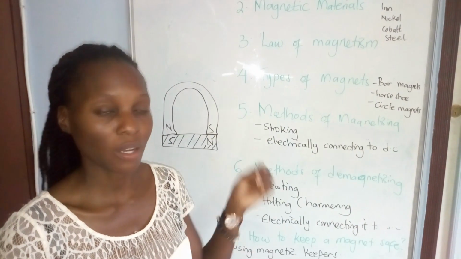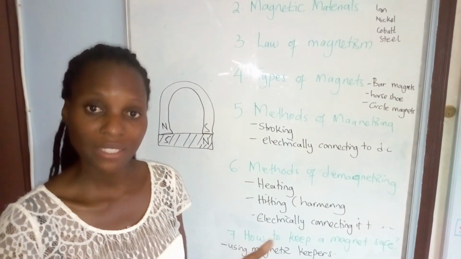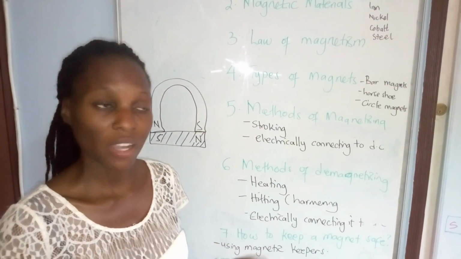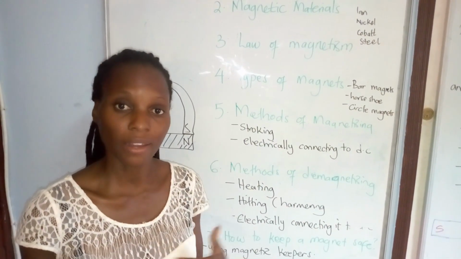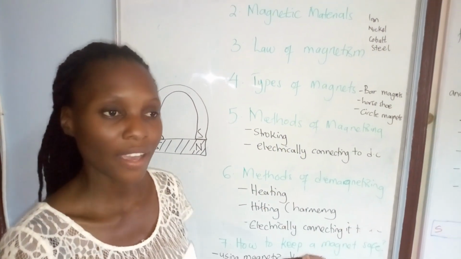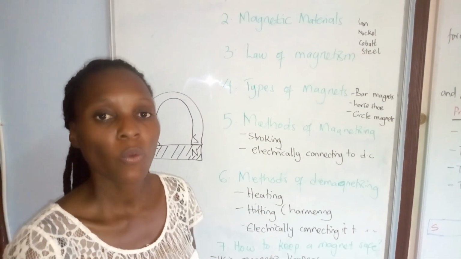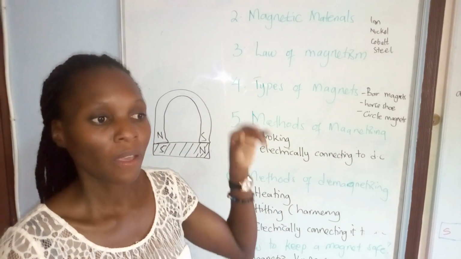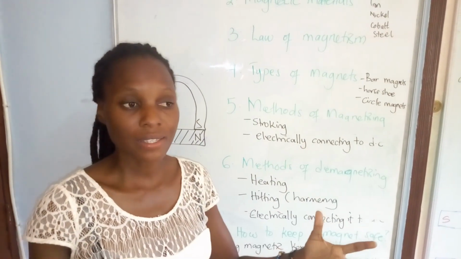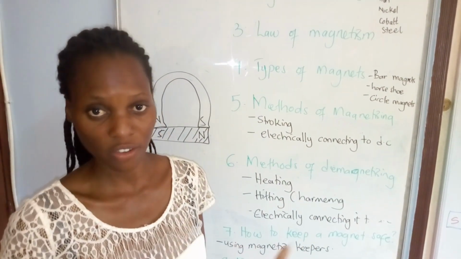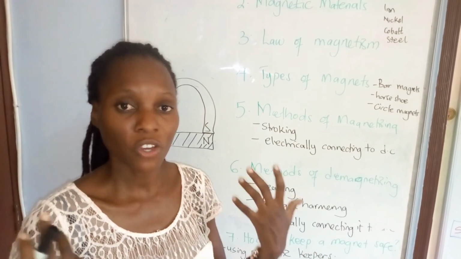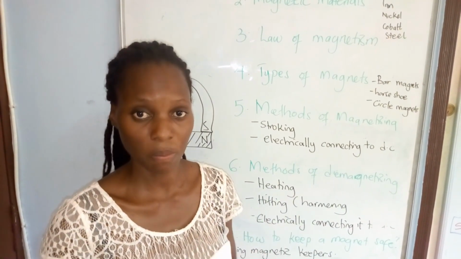Simply, if I'm to go back, a magnet is a piece that can attract other magnetic materials. Among the magnetic materials, we have iron, cobalt and nickel, and then we have steel and many others, but those are the most common ones. We also looked at the laws of magnetism, and we say likes do repel and unlikes do attract. If you have like poles being brought together, they'll repel each other, and if you have unlike poles being brought together, they'll attract each other.